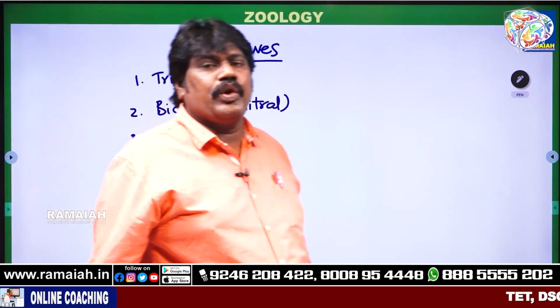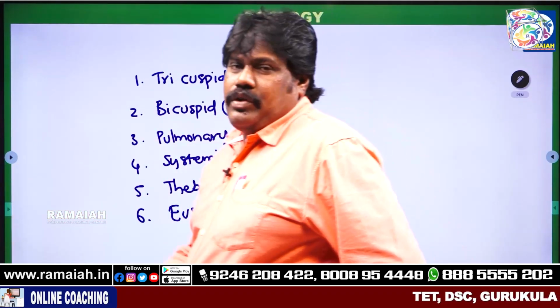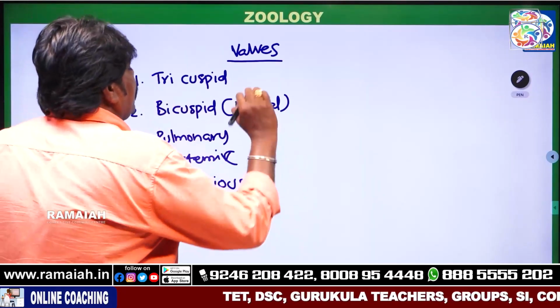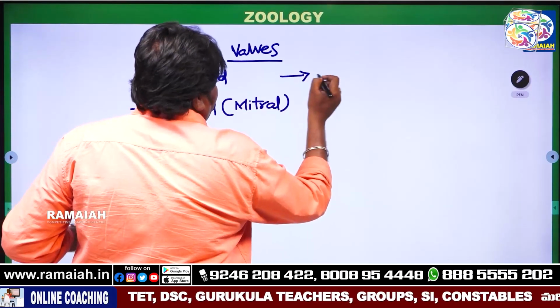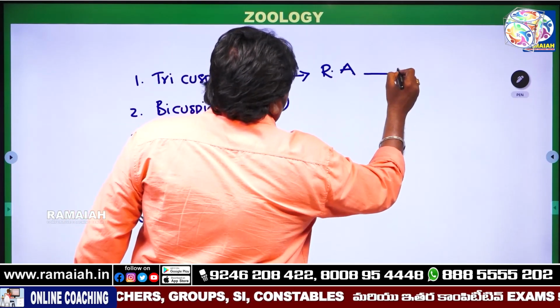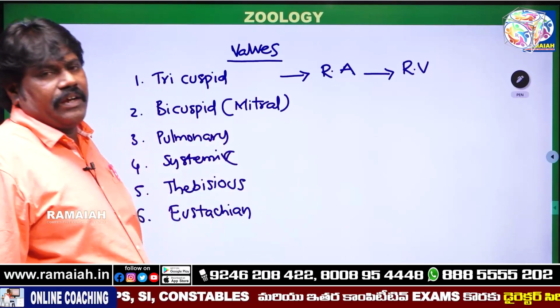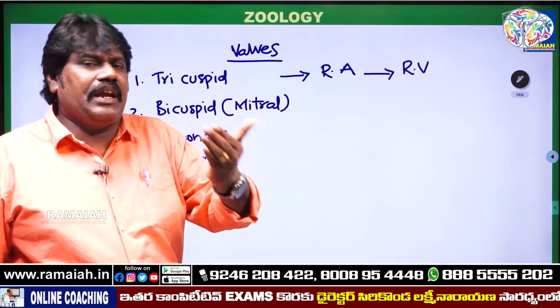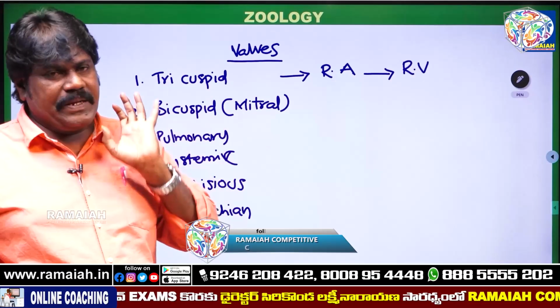So 6 valves are located in the human heart. The location of the tricuspid valve: the tricuspid valve is present in between the right auricle and the right ventricle. In between the right auricle and right ventricle, the tricuspid valve is present.